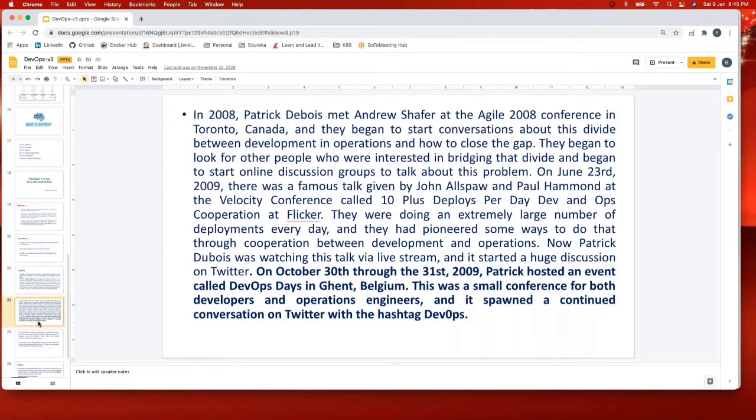And then it spawned a continuous conversation on Twitter with a hashtag called DevOps. This is where DevOps started. See, we are in 2021 now. So DevOps was there, but nowadays it is fully functional. This is when DevOps started.